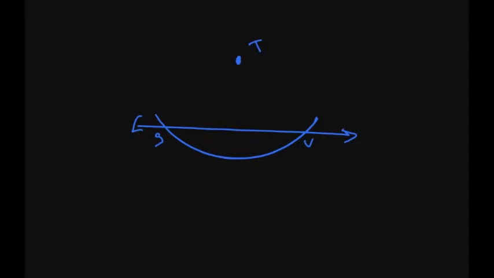So we're going to put our compass on S to start, and we're going to do another arc. And then you're going to turn your compass around and put it on V with your compass at the same setting. And now you have two arcs intersecting. If you connect the intersection of your arcs plus that point T up there, you now have a perpendicular bisector from a point to a line.